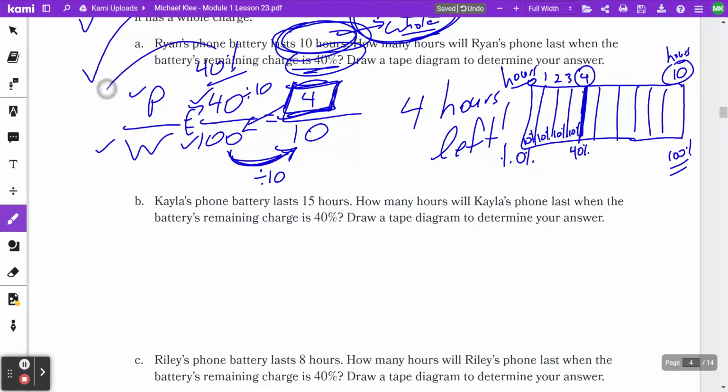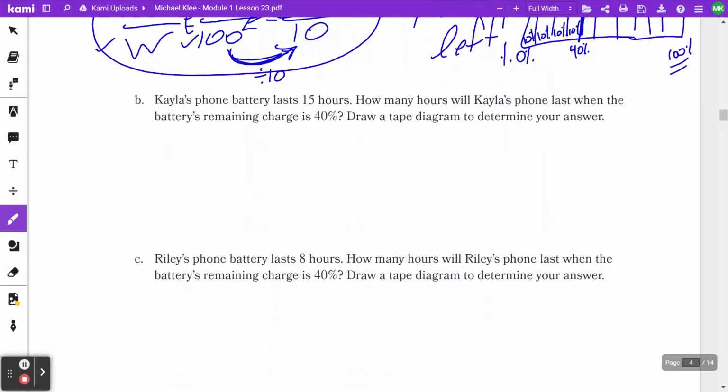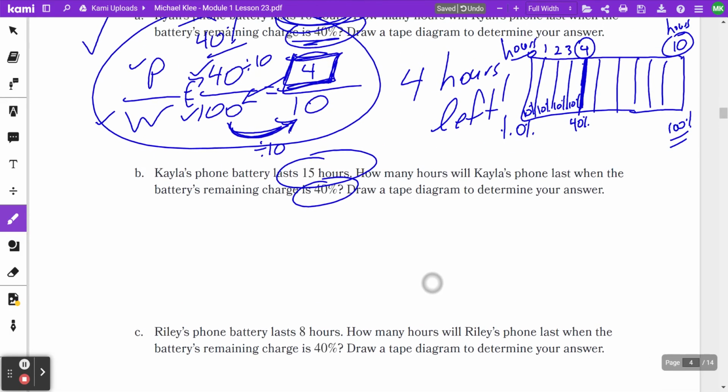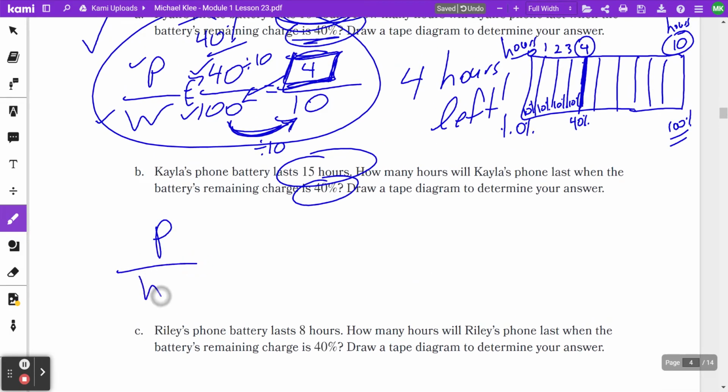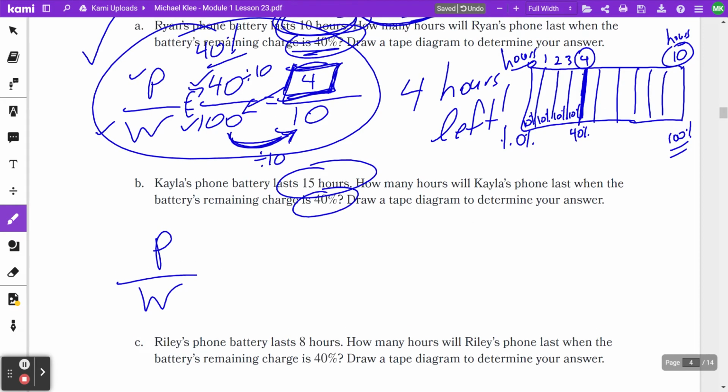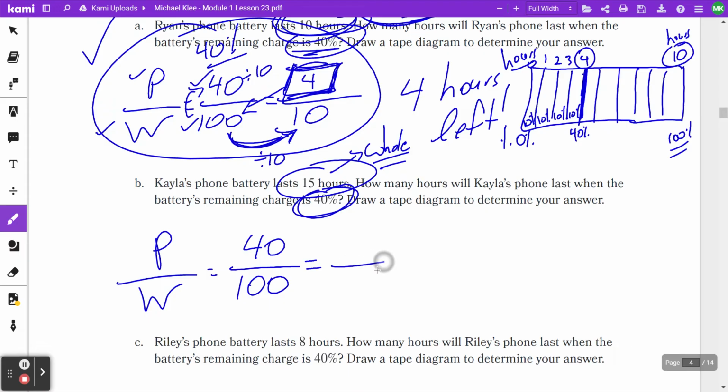Okay, but I'm a big fan of this guy right over here. Kayla's phone lasts for 15 hours. How many hours will Kayla's phone last when the remaining charge is 40%? Gosh, 15 hours. That sounds pretty good, much better than the other guy. So it's the same type of thing: part over whole, except this time we have a total. The whole battery is a 15-hour battery. What's left is 40%, and that 40% I'll turn into a fraction once again. And this time we're over 15.